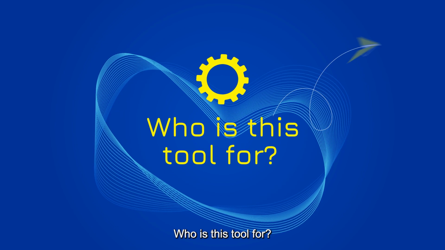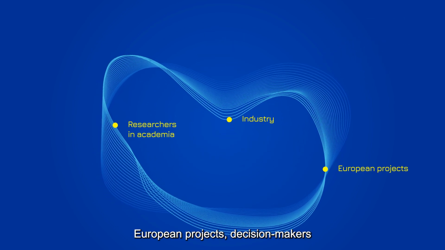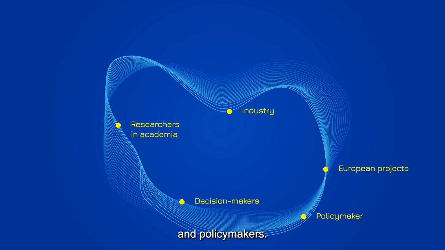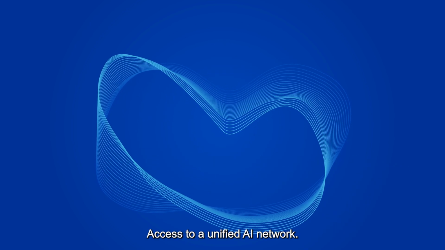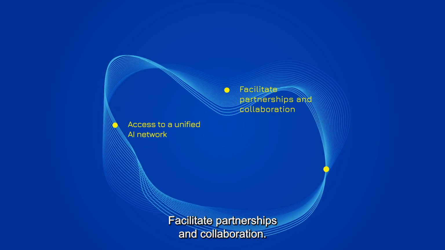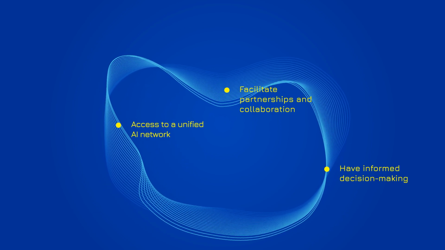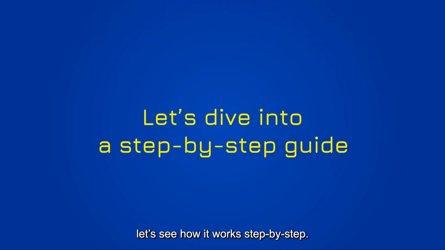Who is this tool for? Researchers in academia, industry, European projects, decision makers, and policymakers. What can you expect? Access to a unified AI network, facilitate partnerships and collaboration, have informed decision-making. Now that you know what the EU AI Ecosystem Mapping offers, let's see how it works step by step.